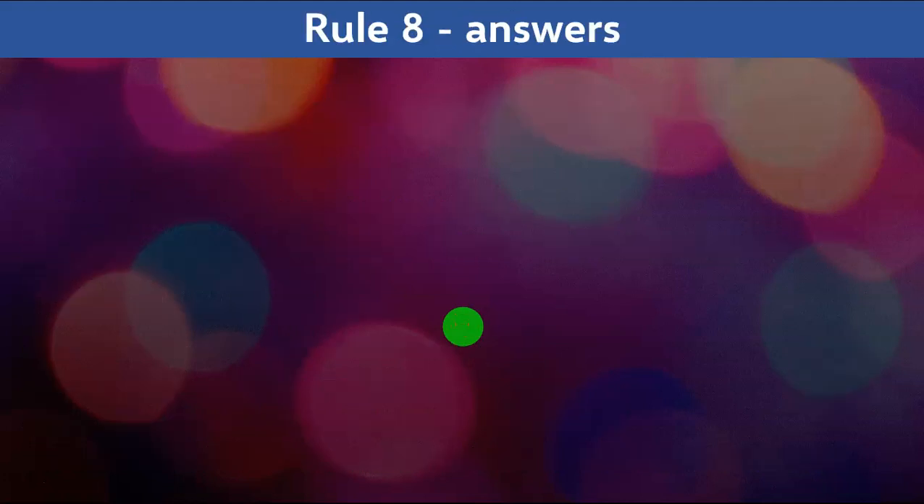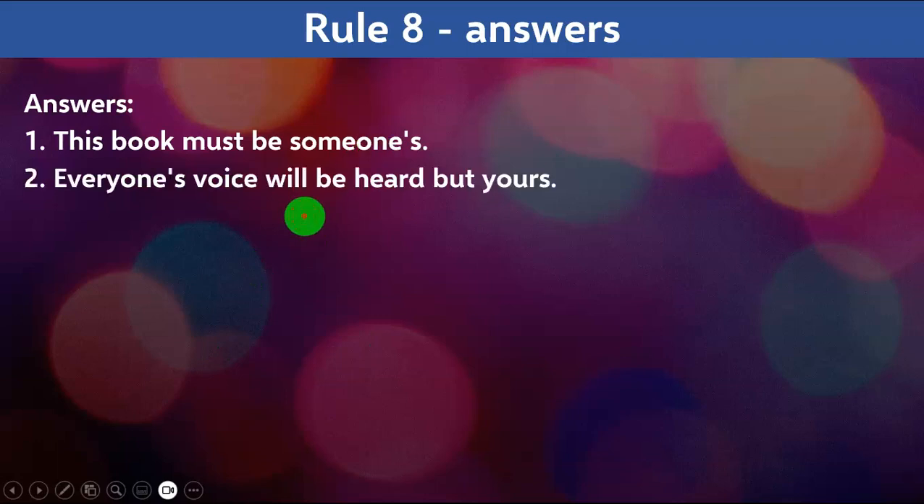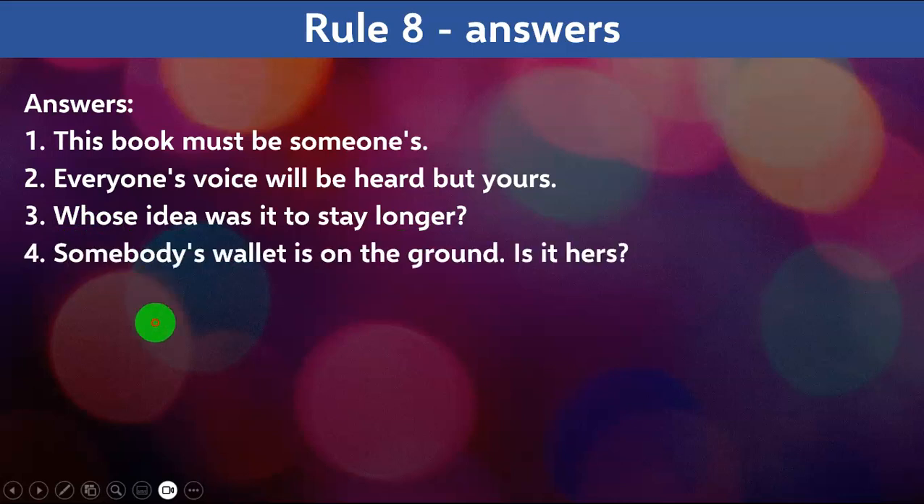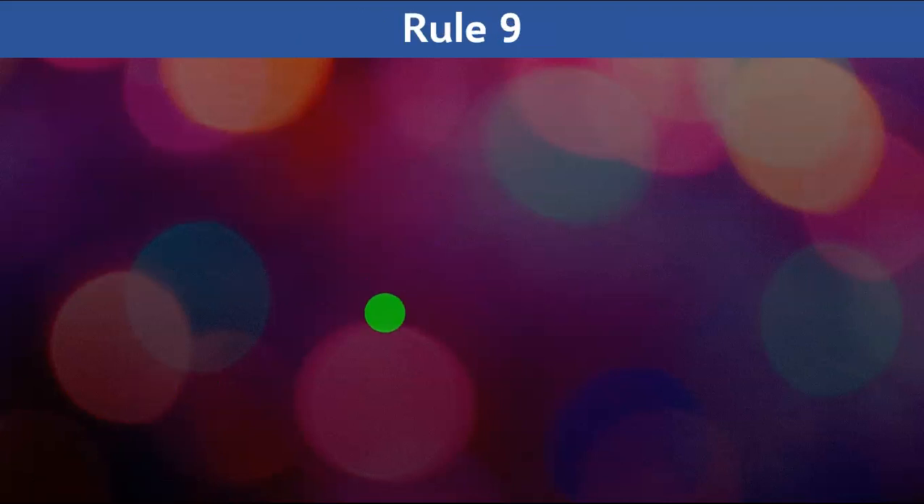Alright, let us look at the answers for rule number 8. Answer: this book must be someone's. There will be an apostrophe, someone's. Number 2, everyone's voice will be heard but yours. Number 3, whose idea was it to stay longer? Whose? No apostrophe out here. Number 4, somebody's wallet is on the ground. Is it hers? And 5, I found another's concept whose time had come similar to yours. So that is rule number 8. Let us now look at rule number 9.